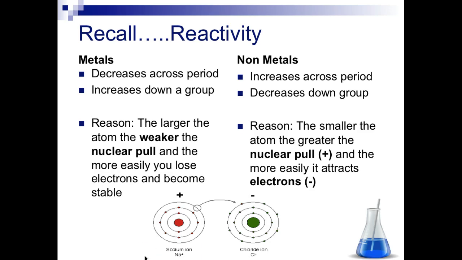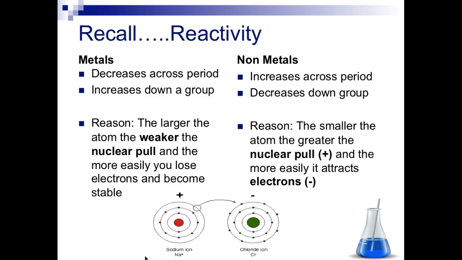I want you to remember what we've talked about when we've talked about reactivity in the past. Metals decrease across the period. So basically what that means is that the reactivity of metals decreases as you go from left to right across a period on the periodic table. Metals increase going down a group on the periodic table. And this is because the larger the atom is, the weaker the nuclear pull is, and the more easily you can lose electrons and become stable.